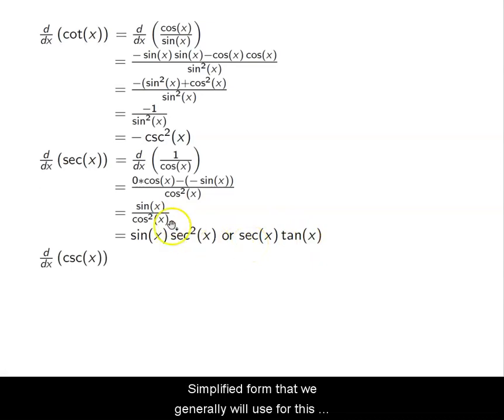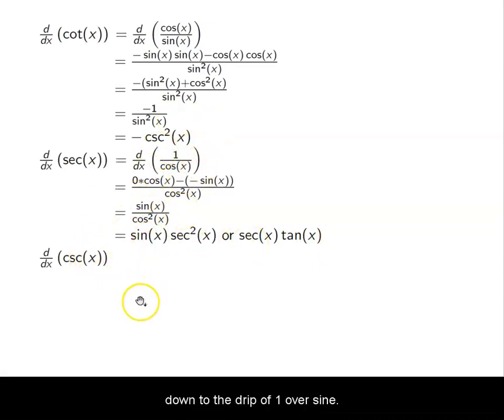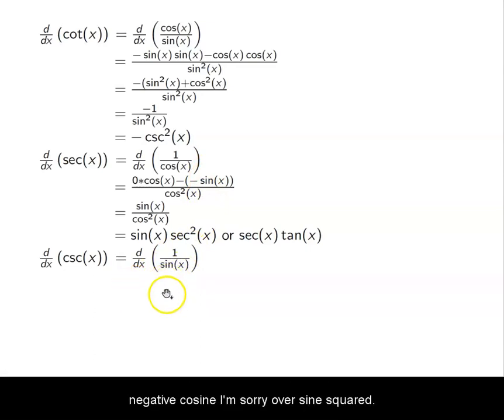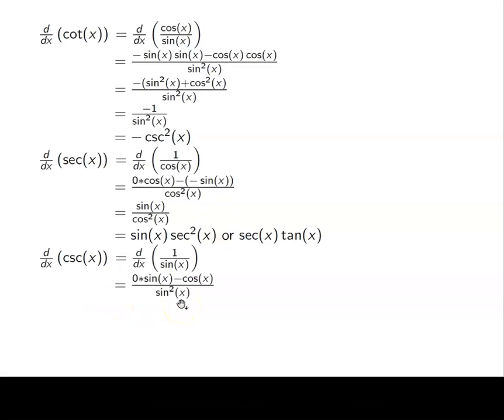Okay. Same thing for cosecant. We're going to break this down to the derivative of 1 over sine. Do the quotient rule, it'll be the same thing. The first part will go to 0, and we will have minus. It won't be a negative, it'll be a positive cosine because this is sine, right? So the derivative of sine is cosine. So I will have negative cosine over sine squared. Okay, negative cosine over sine squared.